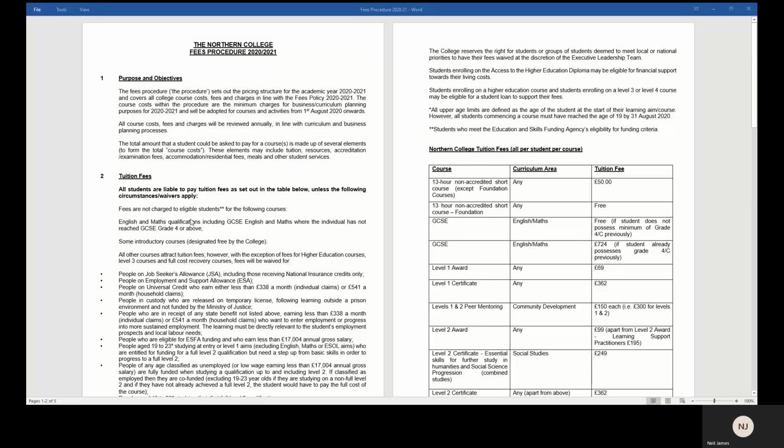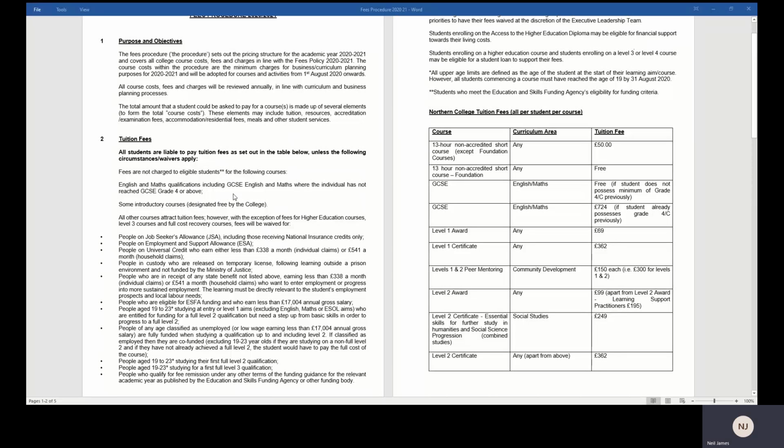Section 2 is all the information that we require around tuition fees, and it gives you again the criteria around eligibility for fee waivers. I thought we'd include that in there again, just to make it crystal clear. When you're looking at the fees alongside, then you can see who needs to pay them and who doesn't.